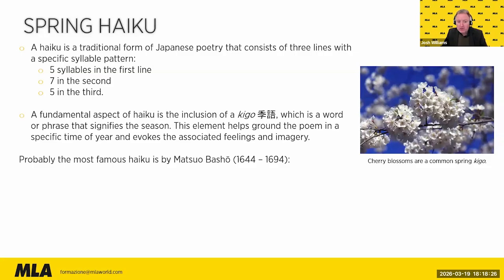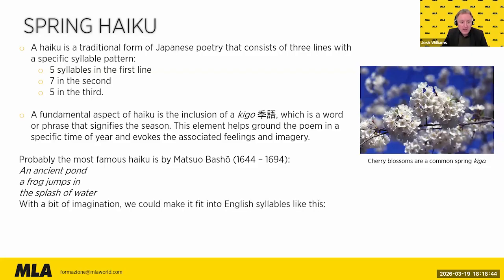Probably the most famous haiku is one by the Japanese master Matsuo Basho. And that is, well, I'm not going to attempt it in Japanese, but a literal translation would be: an ancient pond, a frog jumps in, the splash of water.